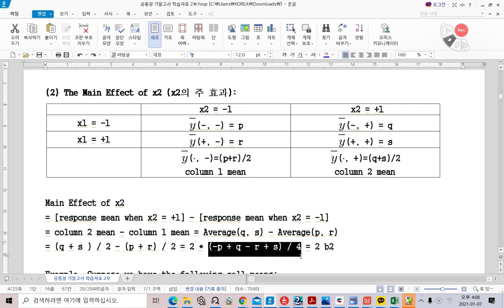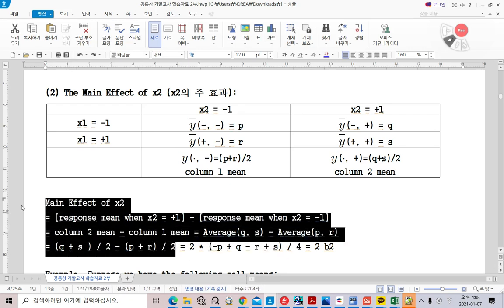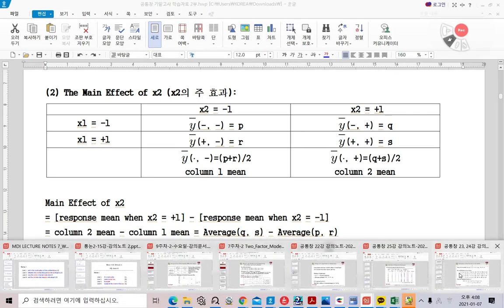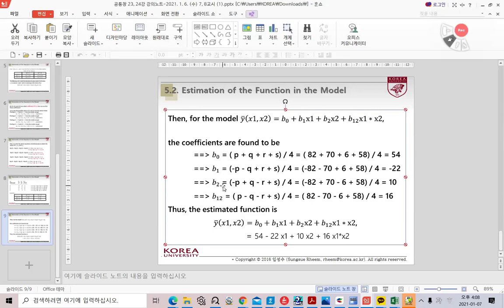Translation. 요거는 여기까지가 이제 main effect의 정의인데, 근데 요거를 이제 정리하면 2 곱하기 이런 표현이 나와요. 근데 이런 표현이 바로 B2예요. 지난 시간에 여러분이 보신 것처럼 여기서 B2 equals negative P plus Q minus R plus S divided by 4. Okay, look at the signs before P, Q, R, S respectively. Negative, positive, negative, positive.